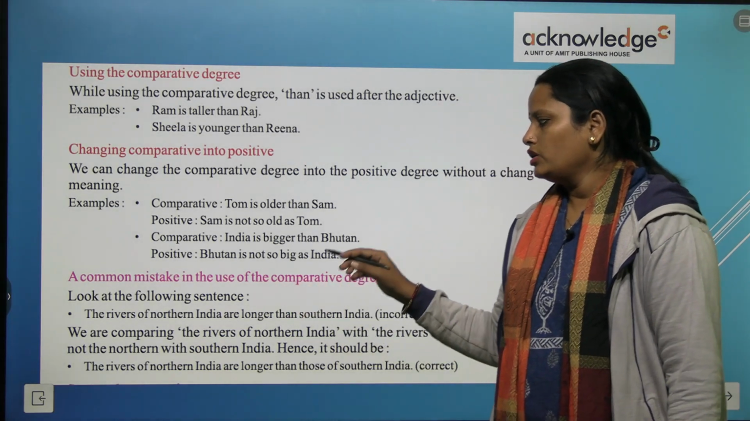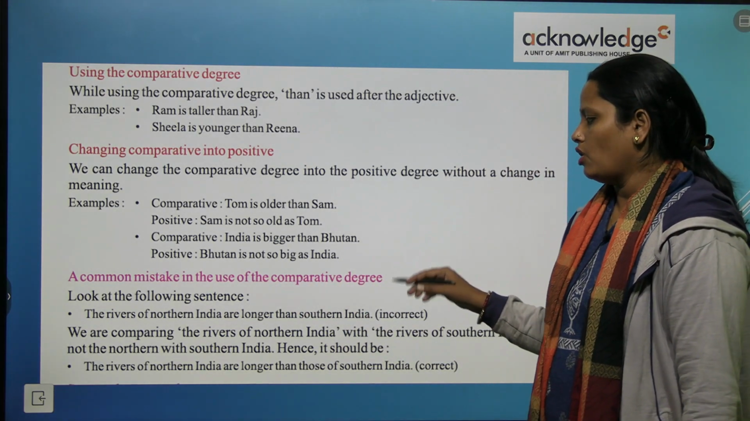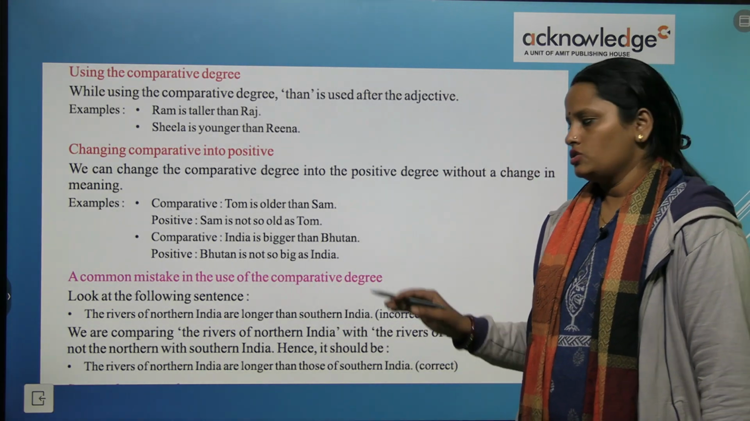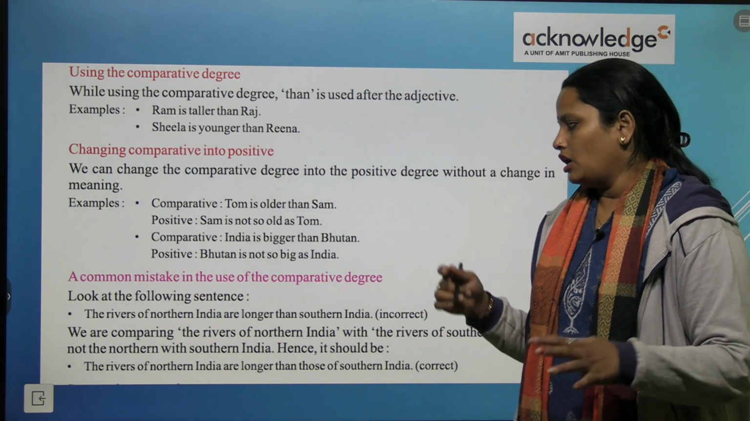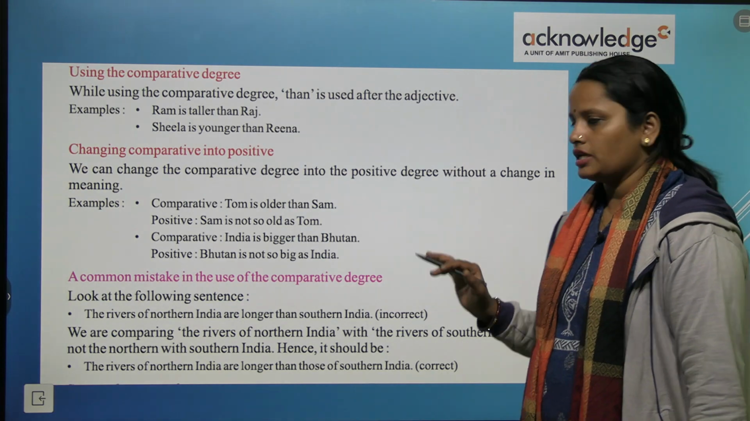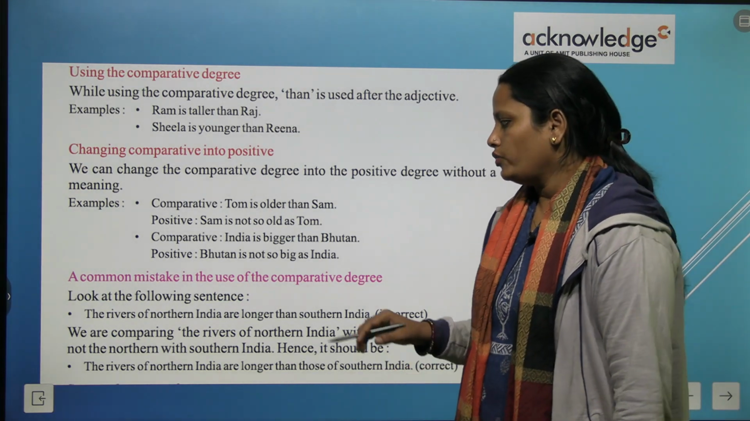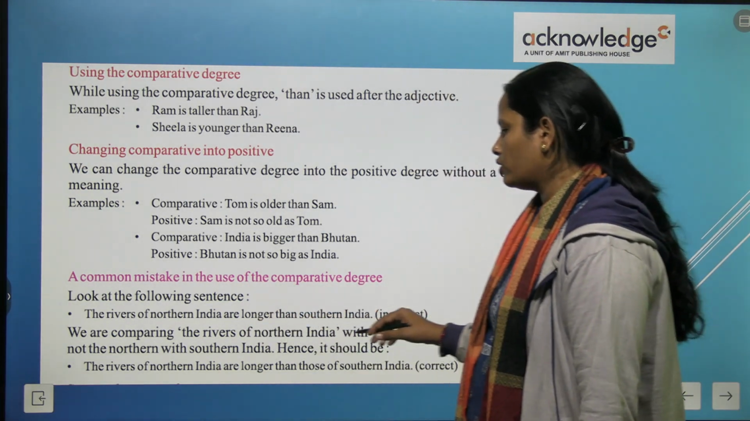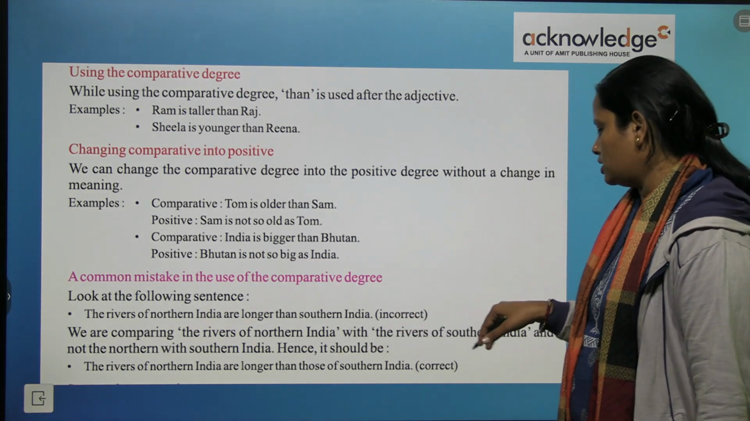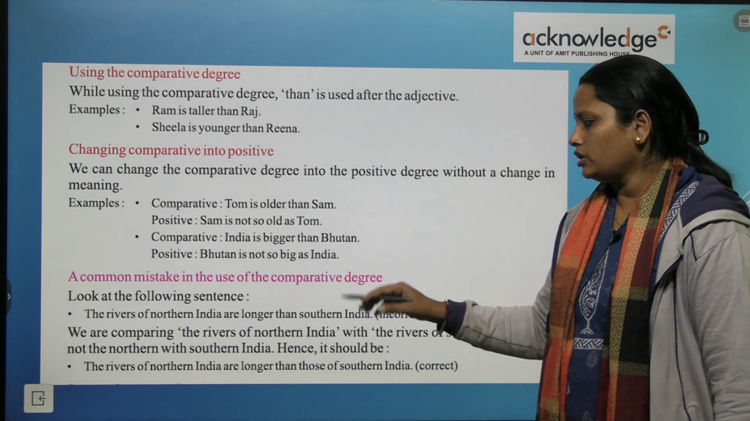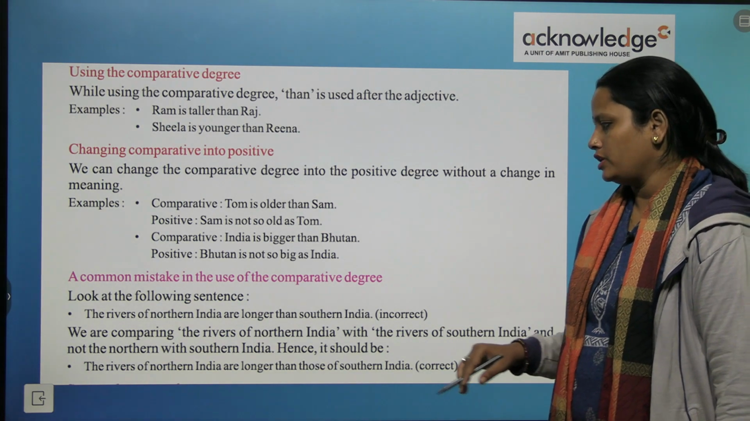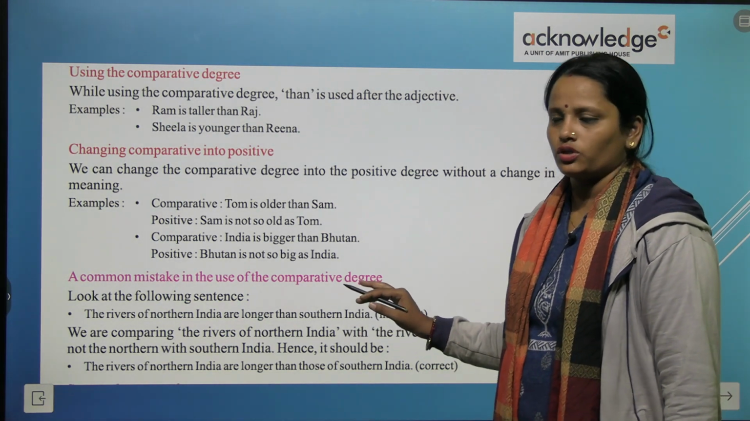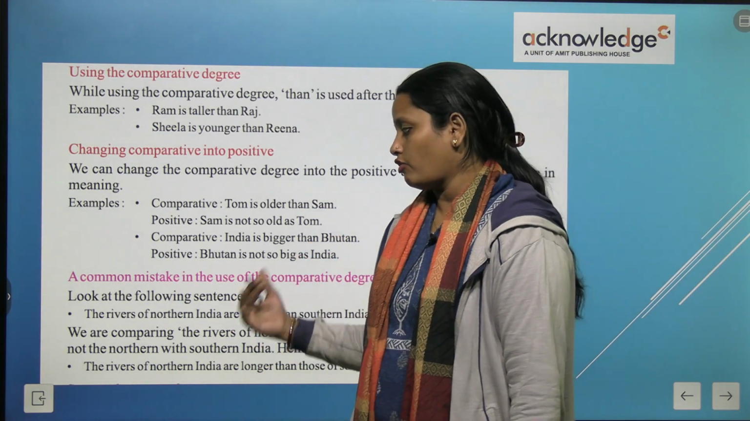The river of northern India are longer than southern India. So the river of northern India is longer than the river of southern India. Now what is wrong here? This sentence is incorrect. We are comparing the river of northern India with the river of southern India, and not the northern with the southern India. Hence it should be corrected. Now, what is the correct form?